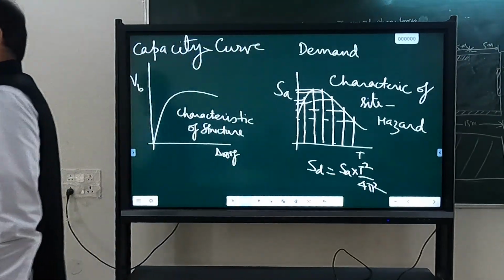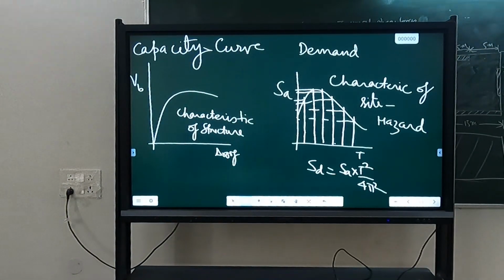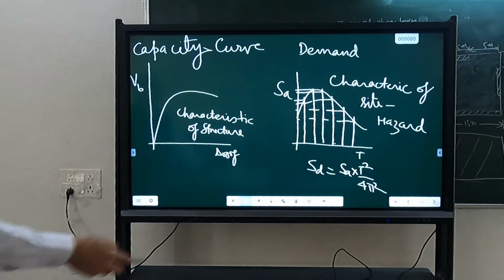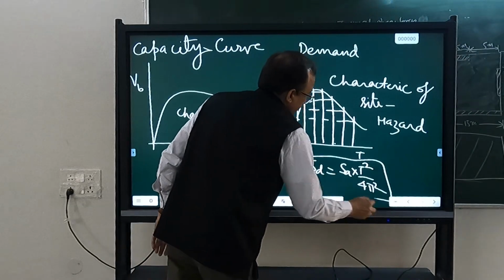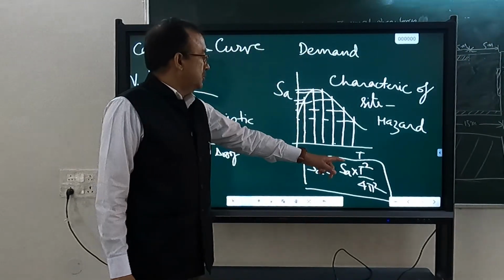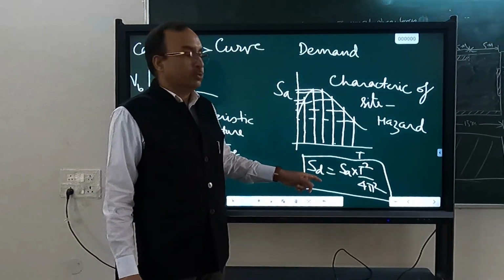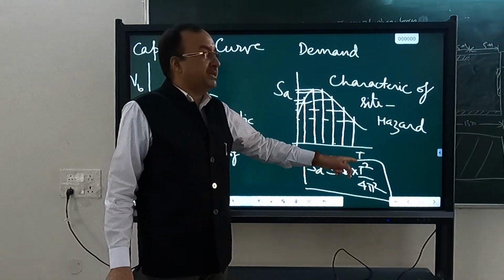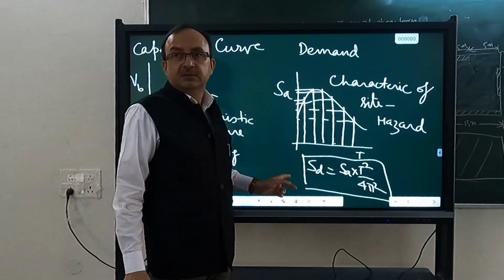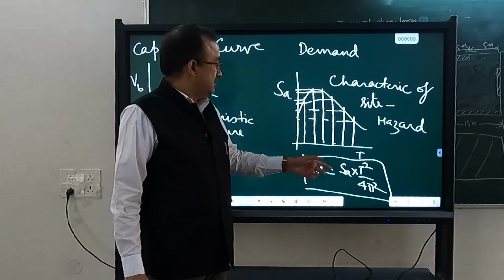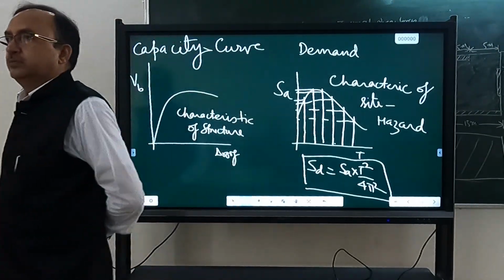So SA, SD and T are correlated. Out of these three, two are independent. So any two you can take as independent, the third one you cannot take, because this relationship exists. If you know T and SD, you can calculate SA. If you know SA and T, you can calculate SD, and vice versa.